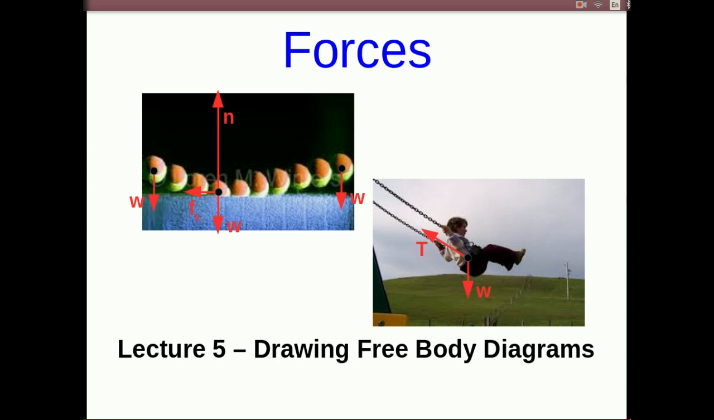Hello and welcome to Lecture 5 of the Forces unit of Phys 1101, and this whole lecture is going to be about one of the most crucial skills you'll develop in this course, which is drawing free body diagrams.